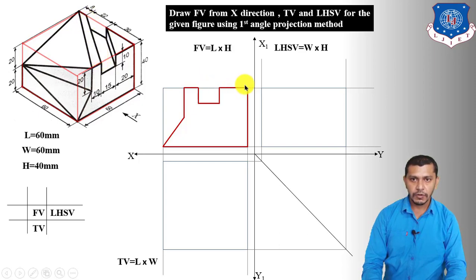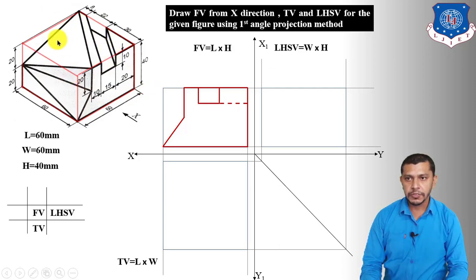So connect this point to this corner point, which will give us the view of this edge of the slot, and this edge is going to project over here. So it is going to be overlapped in the front view. Now we have to draw the projection of this edge. So draw a horizontal line like this 10 mm below, and it gives us the view of this edge of the slot which is not visible in the front view.